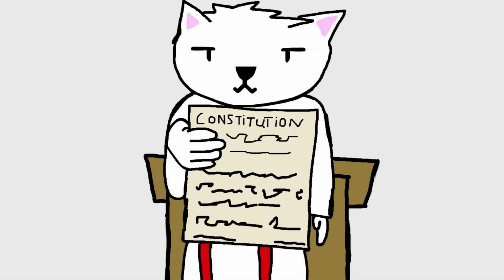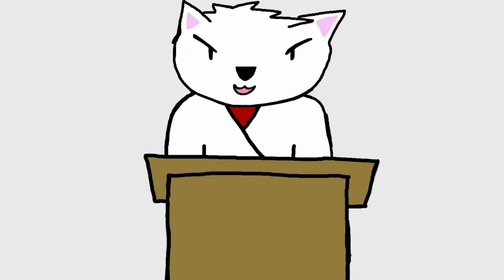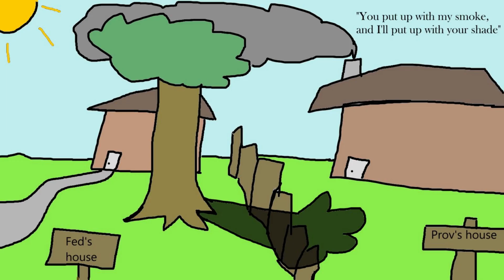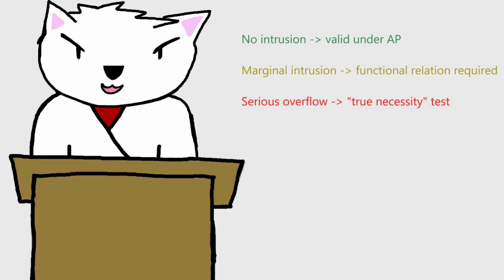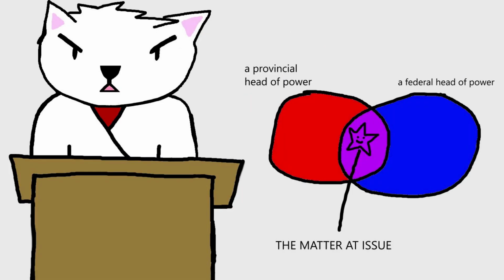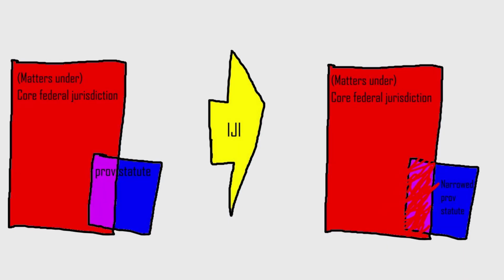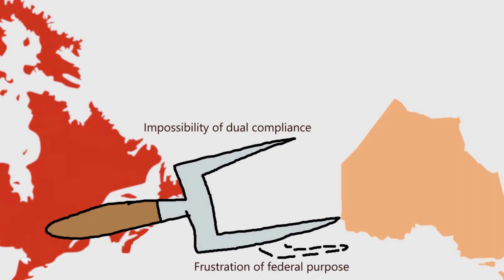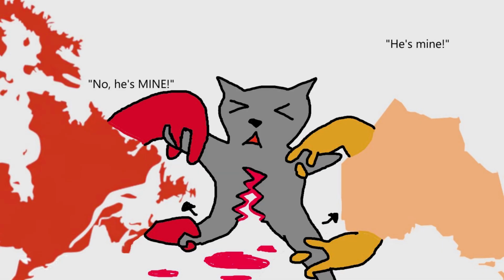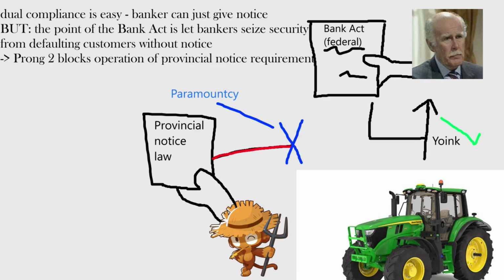So, there it is. Validity is when a law's pith and substance fits into a head of power belonging to the enacting government, subject to the doctrines of incidental effects, ancillary powers, and double aspects. The applicability of a provincial statute is constrained by the doctrine of interjurisdictional immunity, which narrows down provisions when they would impair a core federal power. The operability of a provincial statute is determined by whether the doctrine of paramountcy applies, and can be challenged based on an impossibility of dual compliance or the frustration of federal statutory intent.